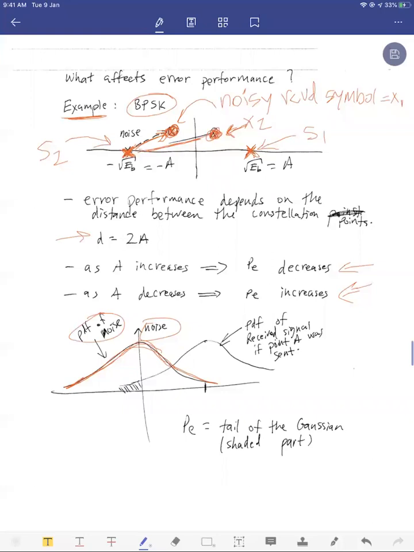If I add this to S1, what is the conditional PDF of the received signal given S1 was sent? It's just the PDF of the noise shifted to S1, right? So I have A here. This is A, and the PDF of the received signal, if S1 was sent, is just the PDF of the noise shifted to A. So are you with me on that or not? Is that good?